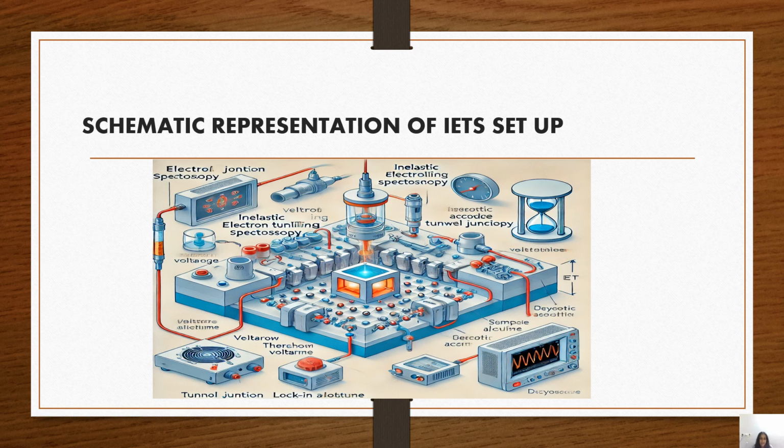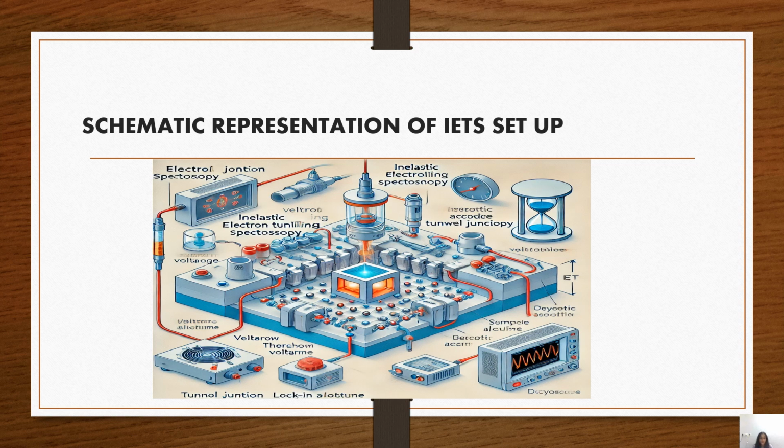The second one is the voltage source, also known as the voltage control device. Its function is to control the voltage by adjusting the bias voltage across the tunnel junction, allowing for precise control over the energy of electrons. This is crucial for sweeping through voltage ranges to detect energy levels of vibration modes.